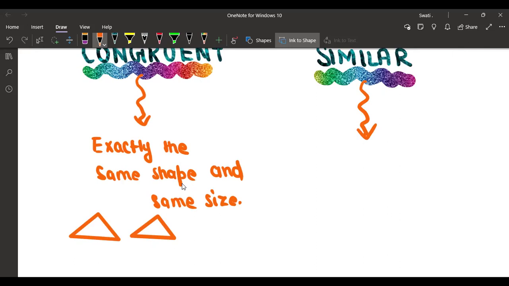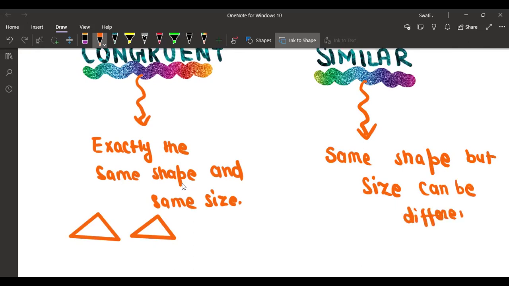Similar means it should have the same shape, but the size may be different. Same shape is compulsory, but size can be different. See, size can be the same also, but size can be different also. So that is the meaning of similar. For example, same shape, but size can be different.